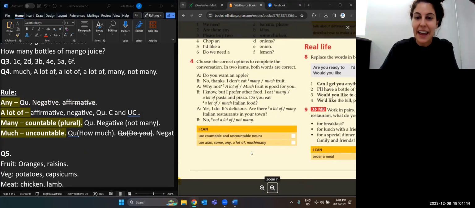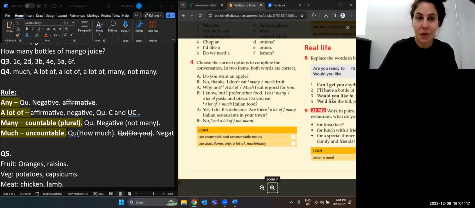Okay, so now we know how to use countable and uncountable nouns. We also know how to use a or an. That depends on what letter the next word starts with. If it's an A, E, I, O, U, then we say an, like an apple, an orange, an elephant. And if it just starts with a consonant, which is every other letter, then you say a school, a teacher, a cucumber, a tomato.